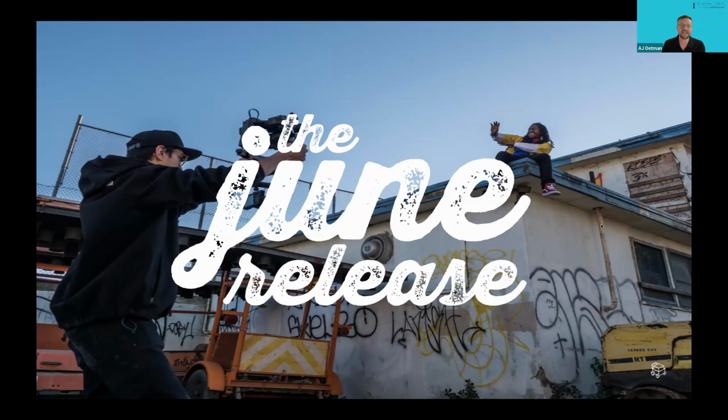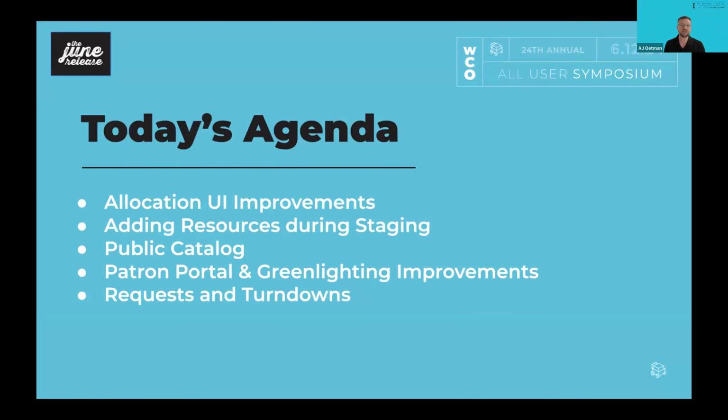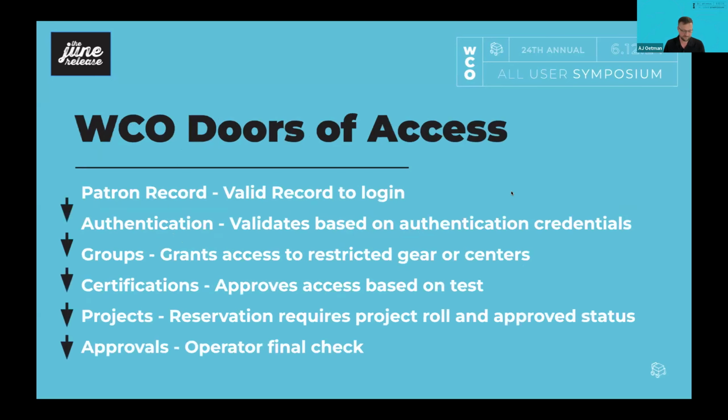Let's dive into talking about what you can expect from this release. Today, I'm going to go over all of the allocation UI improvements. Additionally, we'll talk about adding resources during staging, our brand new public catalog, as well as patron portal and greenlighting improvements. Last but not least, my favorite new feature, which is requests and turndowns. Let's get started by going over some of the allocation UI improvements.